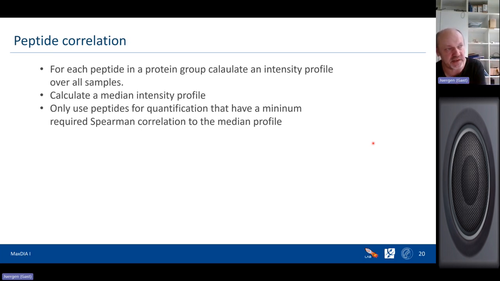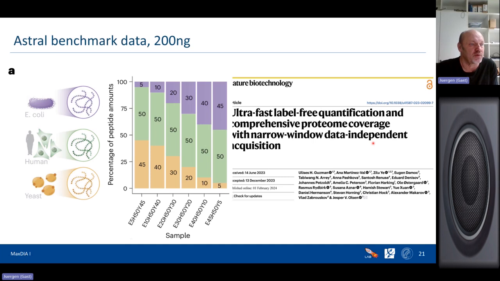We use a threshold so that we only include those peptides that have a minimum specified Spearman correlation. By that, we can get rid of false positives in the peptides that belong to a protein group that are either badly identified or actually belong to another isoform and show different, independent quantifications. By that, we should also get cleaner quantification of the protein group under investigation. So yeah, these were the new additions, and let's look at another benchmark.